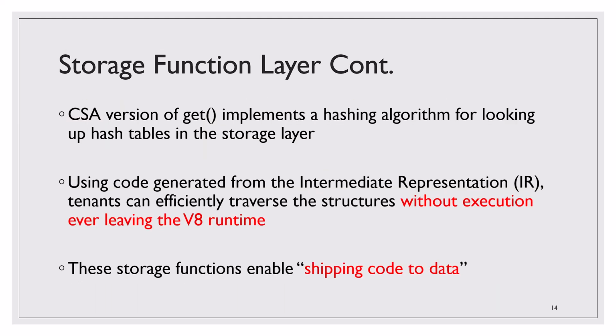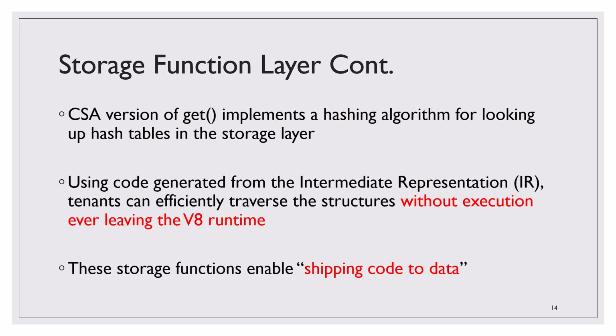Now finishing up with the storage function layer, as I was talking about CSA earlier, the CSA version of Get implements a hashing algorithm for looking up hash tables in the storage layer. It's similar to the C++ hashing function for hash tables. Using code generated from the intermediate representation, or IR, tenants can efficiently traverse the structures without execution ever leaving the V8 runtime. This is extremely efficient because, as I stated before, leaving and entering the V8 runtime can be costly.